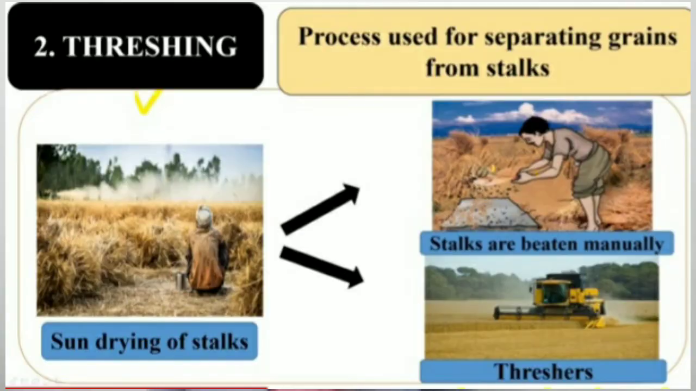Then the second method is threshing. Have you seen how the farmers separate the grains from the stalk? Yes, the stalk is beaten manually and the grains are separated from the stalk. So that process is called threshing. But in the case of a bigger field, they will use some machines for separating the grains from the stalk. So that process is called threshing.